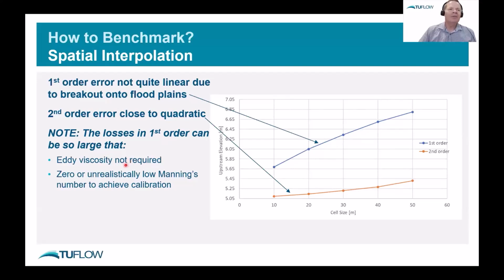And in fact, even then, if you wanted to match calibration data, you might find yourself tempted to run with a 0 Manning's number or something that's just unrealistically low. So these should be flashing red lights in your head that there's something wrong with my model, if I have to throw out eddy viscosity and run it with a 0 Manning's number or a crazy low Manning's number in order to get calibration. That's when you should be looking and asking for a second order solution.